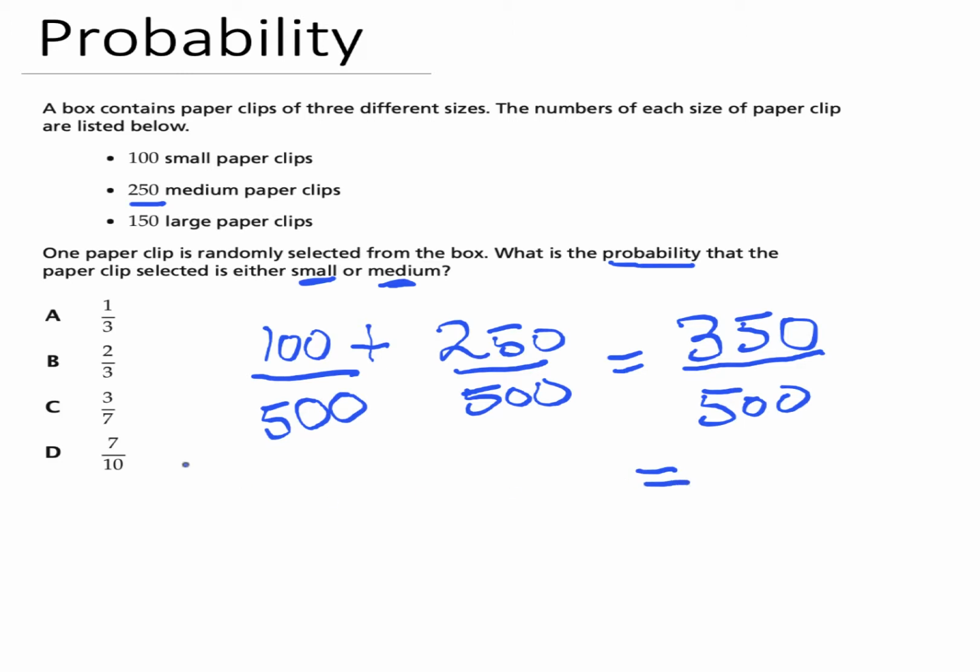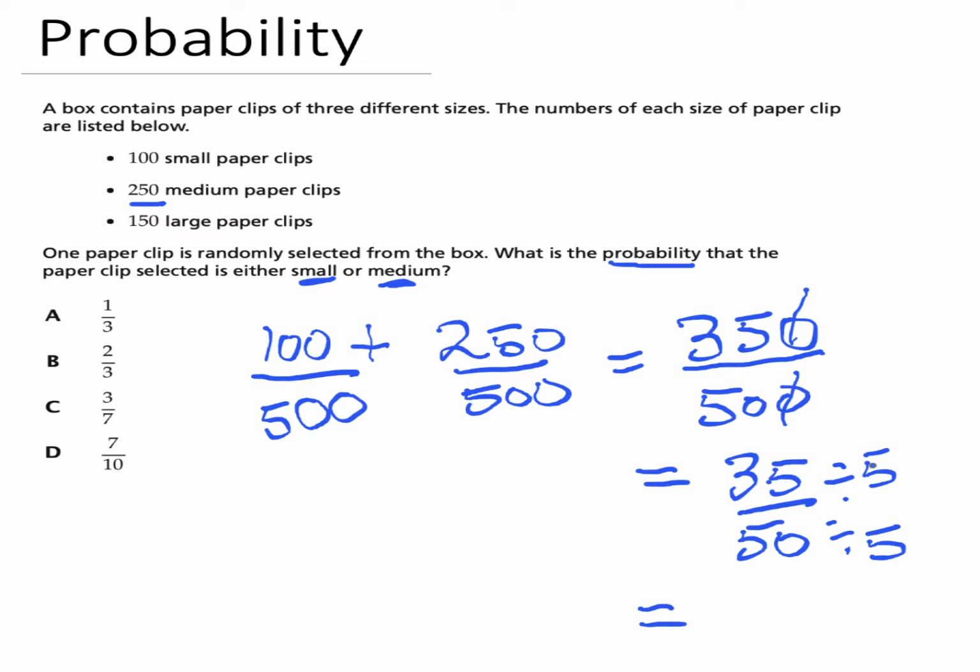Now notice our answer is a fraction, so we're going to start to simplify. This 0 cancels that 0 and you're left with 35 over 50. Both of these can be divided by 5. Anything that ends in a 0 or a 5 you can divide by 5. 35 divided by 5 is 7. Once I get that 7 in the numerator, my answer is D. I'm going to circle it and move on.